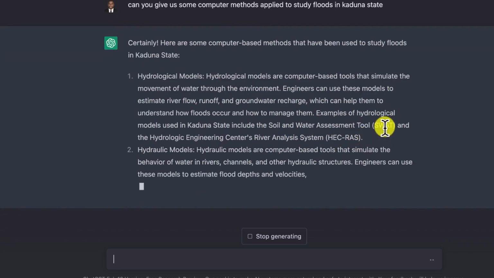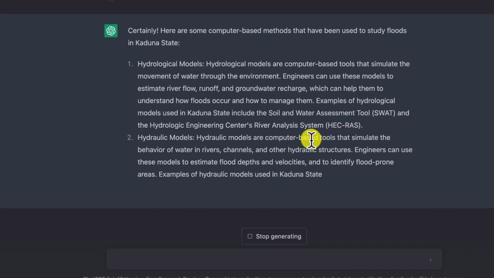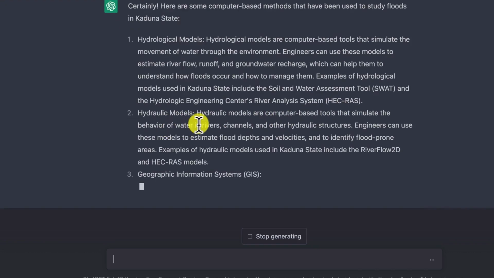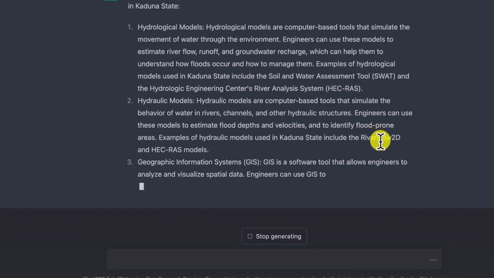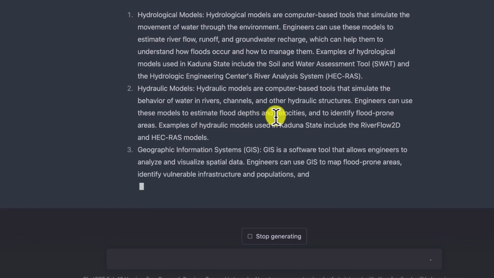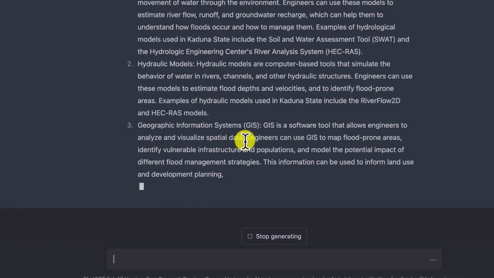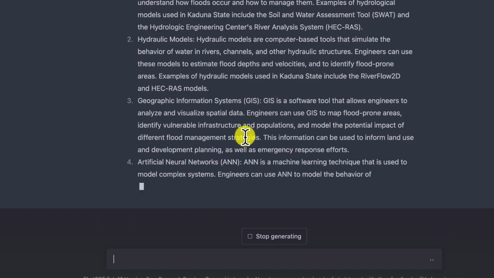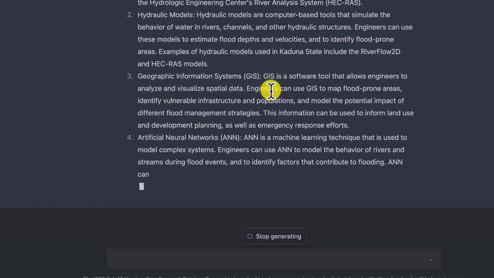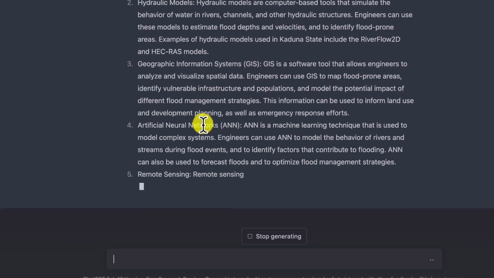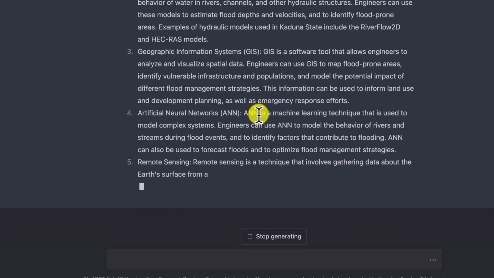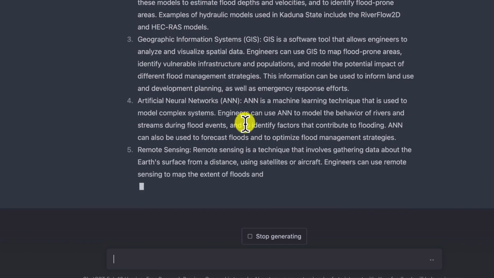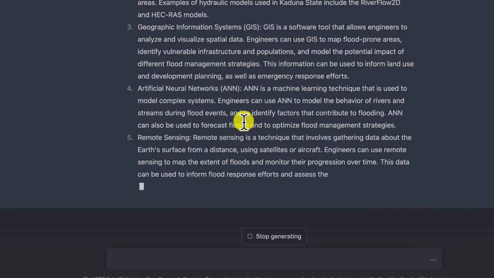Examples, you can see it has given us the use of SWAT, the use of HEC-RAS, and many more. You can see other hydraulic models that it has used, river flow through the HEC-RAS. These are very, very interesting and very good software that you can use to develop models for the water-related problems. GIS also have been used, geographic information system, and you have ANN, artificial neural networks, have also been applied. Remote sensing has also been applied. So far, you can apply all these, and you can just choose based on these to just generate your own. So you can see some of the key methods.